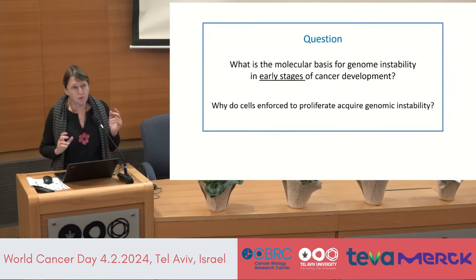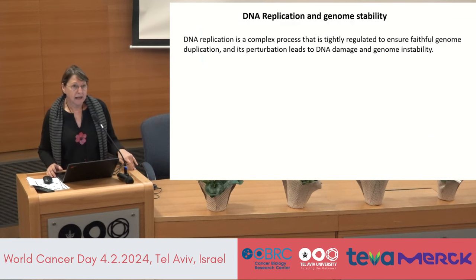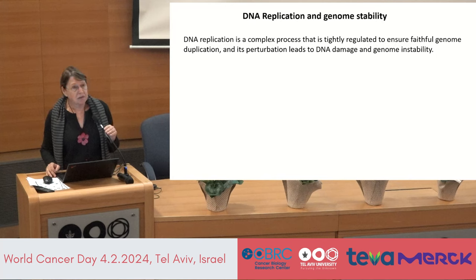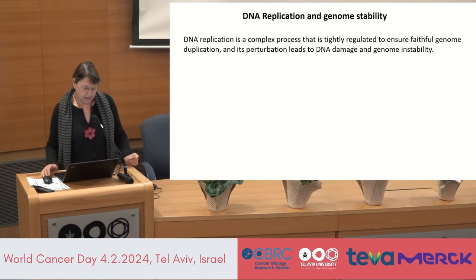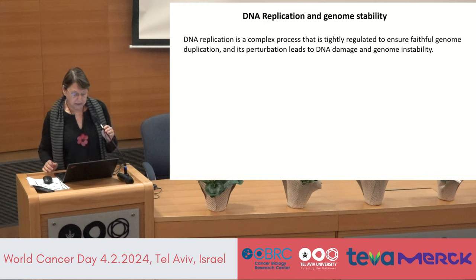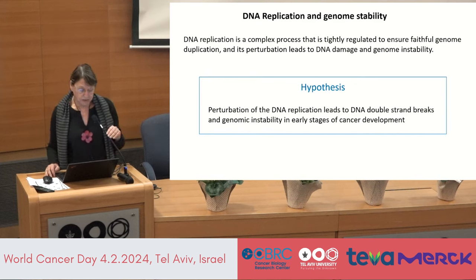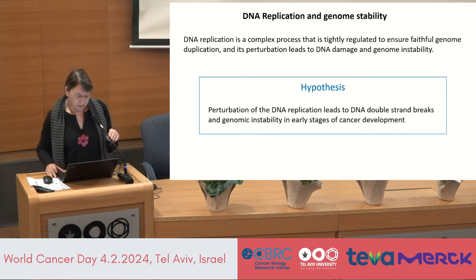What is the difference between normal cell proliferation and a cell that is enforced to proliferate? Our first hypothesis was that DNA replication is involved. We all know that DNA replication is a complex process, tightly regulated to ensure faithful genome duplication, and any perturbation of DNA replication leads to DNA damage and genome instability. This is known for many, many years. We hypothesize that perturbation of DNA replication that leads to DNA double-strand breaks and genomic instability is the driving force of DNA damage in early stages of cancer development.